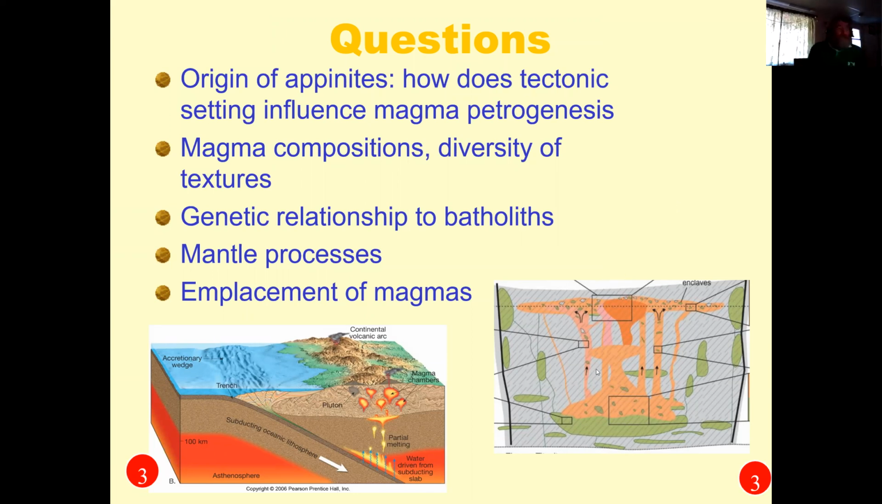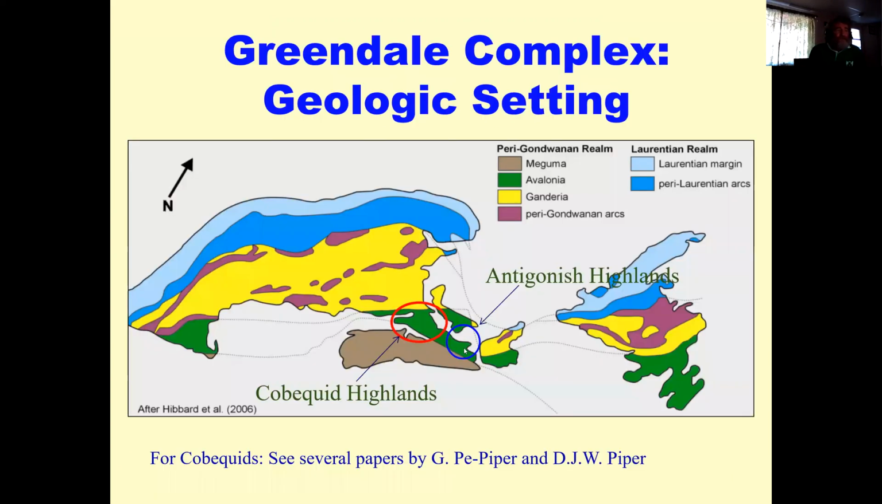So I'm going to now go to the appinite body I know the best, in the Greendale complex in the northern part of the Antigonish Highlands. Georgia and David have described many equivalents within the Cobequid Highlands as well, and there are several papers they've written, if interested, that are very easy to find.